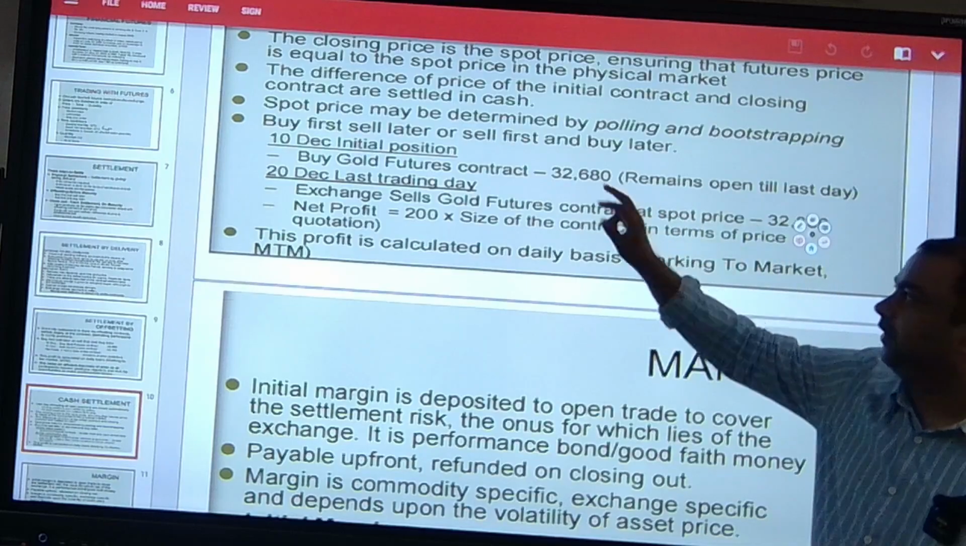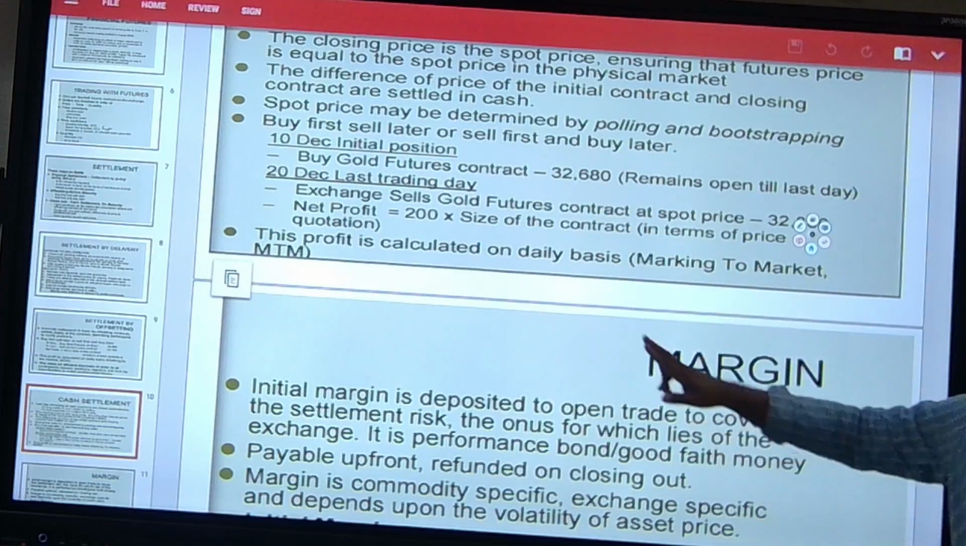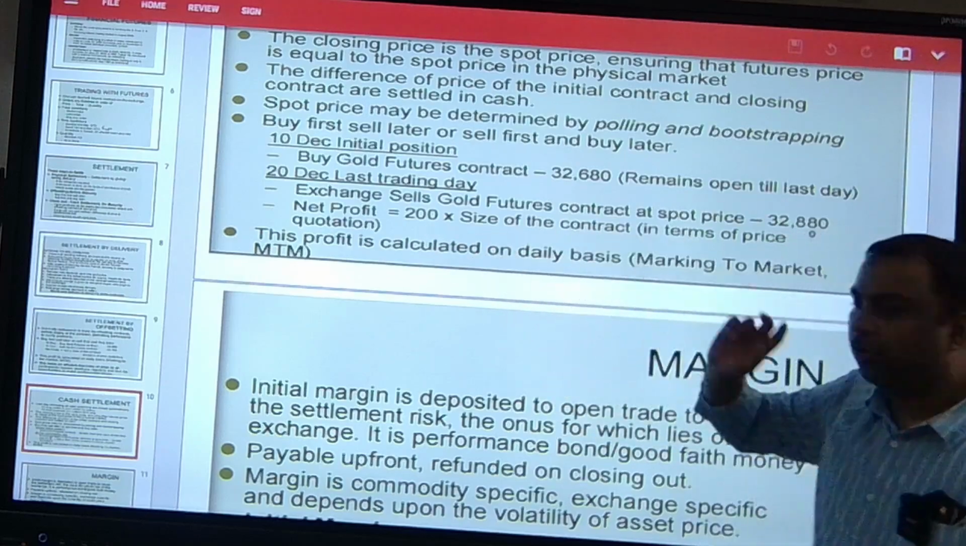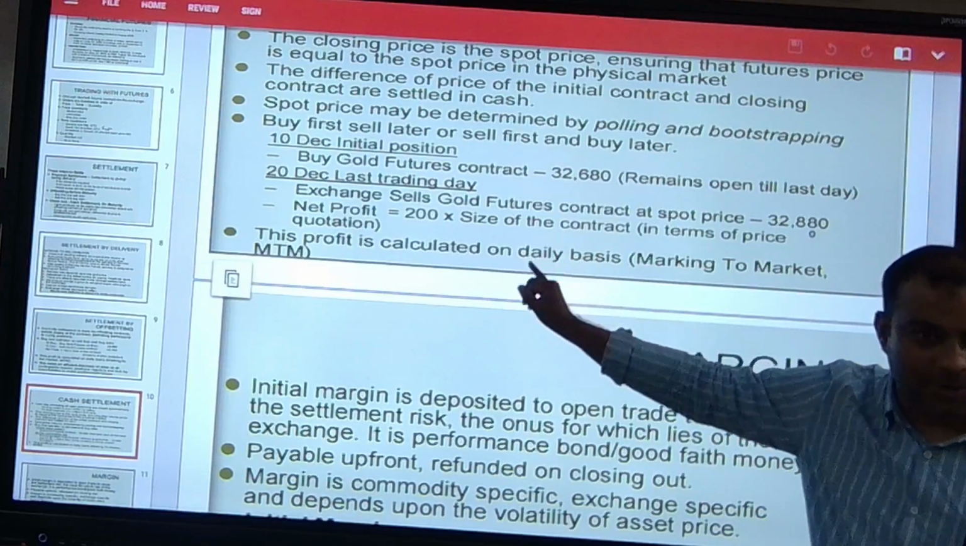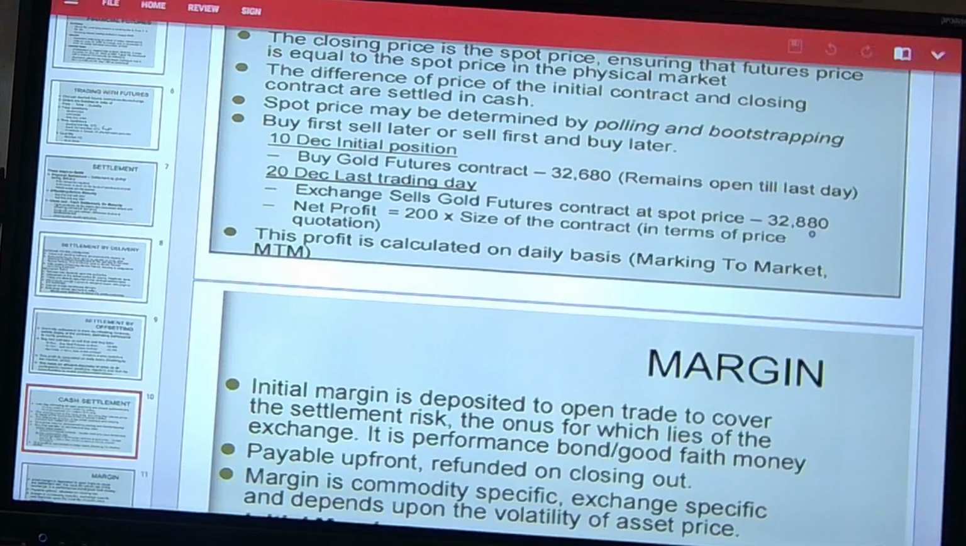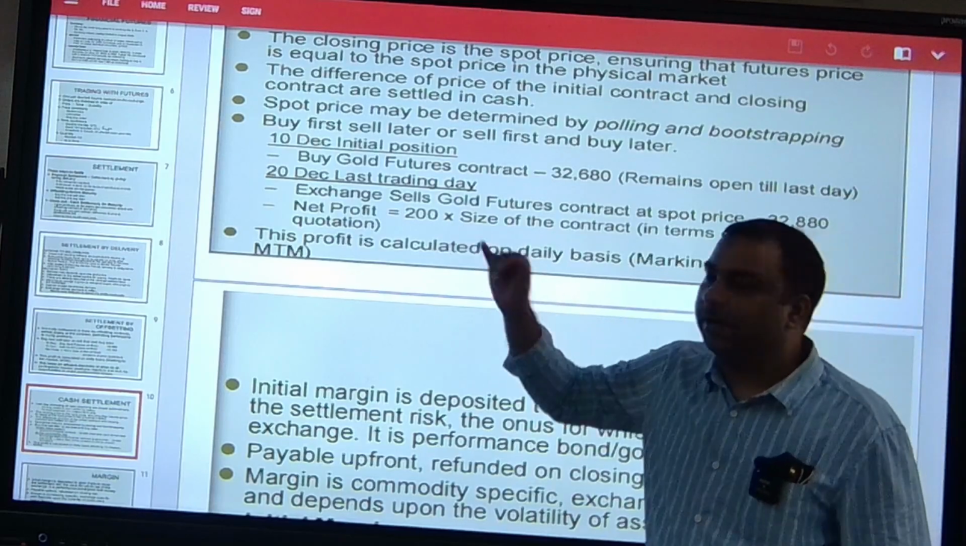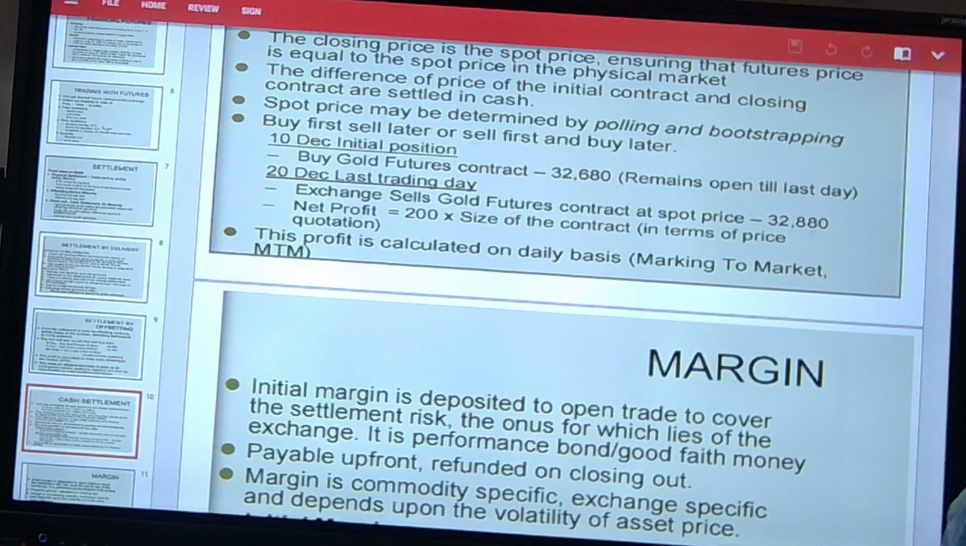The difference of this and this is 200. So 200 is multiplied by the size of the contract. Contract is, for example, 100. Again 100: 1 kg of gold divided by 10 gram, 100. That means 200 multiplied by 100 is 20,000, your profit. Okay. This happens on a daily basis. Have you understood? Daily settlement, MTM, and close out of the position by the exchange.